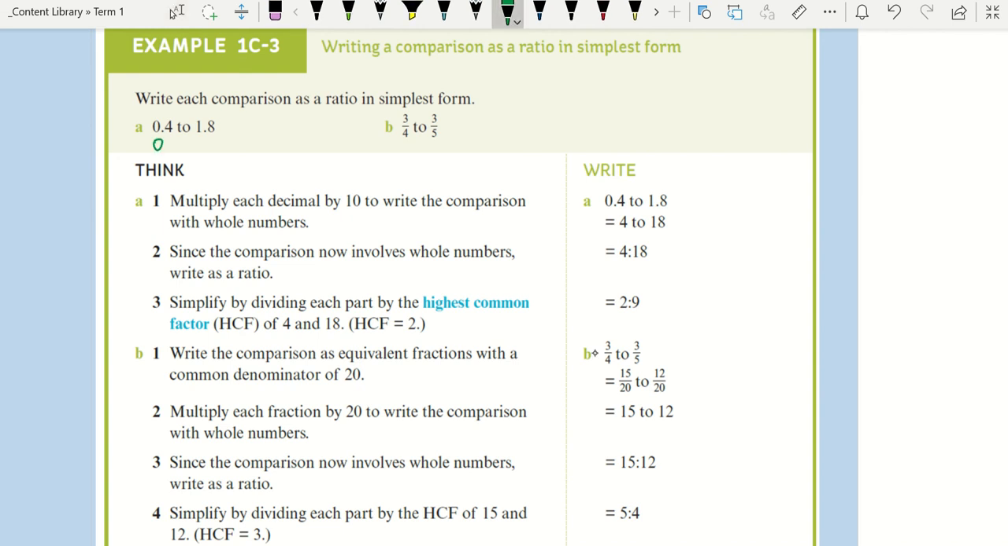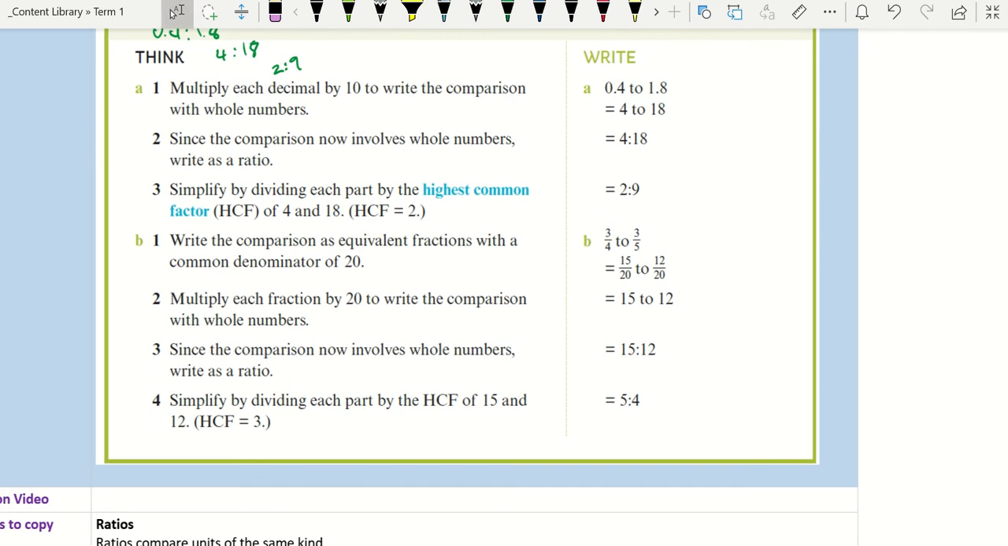So this is 0.4 is to 1.8, and that's the same as saying 4 is to 18. Now we can simplify that because both sides are divisible by 2. So 4 divided by 2 is 2, and 18 divided by 2 is 9. So that's fairly straightforward. The next example is two fractions, so 3/4 to 3/5.